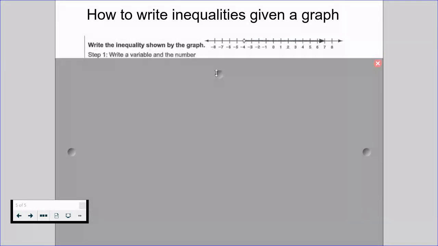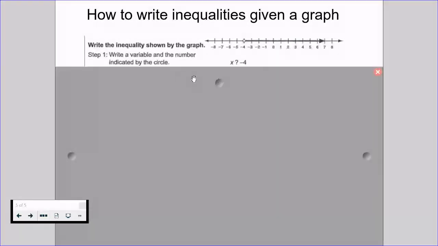To do that, we're going to write a variable and the number that we are comparing it to. So we are comparing -4. So it's going to be our variable. I like to use x. If you like to use y, that's fine. You can use any variable you want, but traditionally we do use the letter x. And we're going to be comparing it to -4.